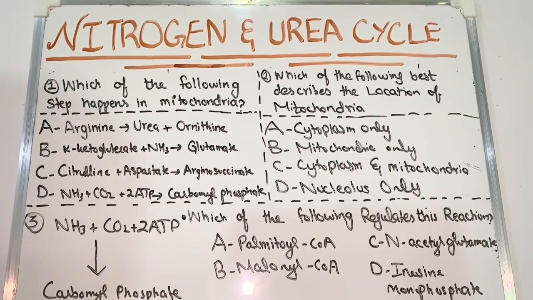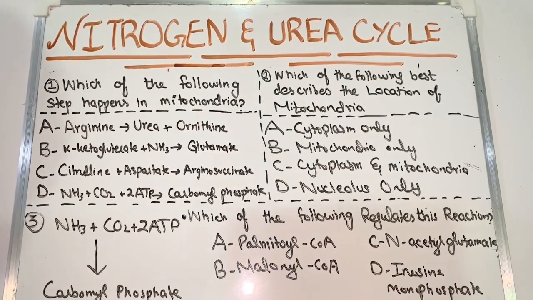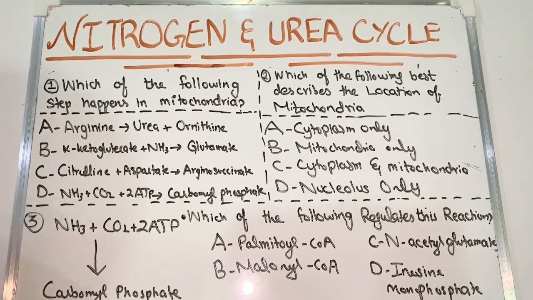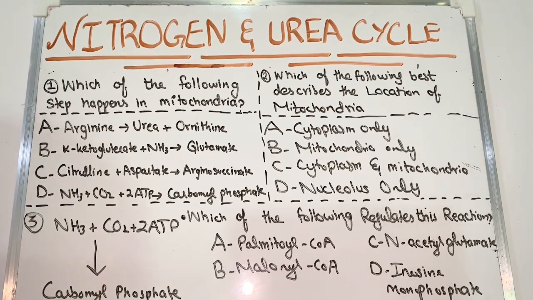Which of the following is the step that happens in mitochondria? So here we have to tell which step happens in mitochondria. So only two steps happen in mitochondria. So arginine is converted into urea plus ornithine, no. Alpha ketoglutarate plus ammonia into glutamate, no. It is not happening in mitochondria.